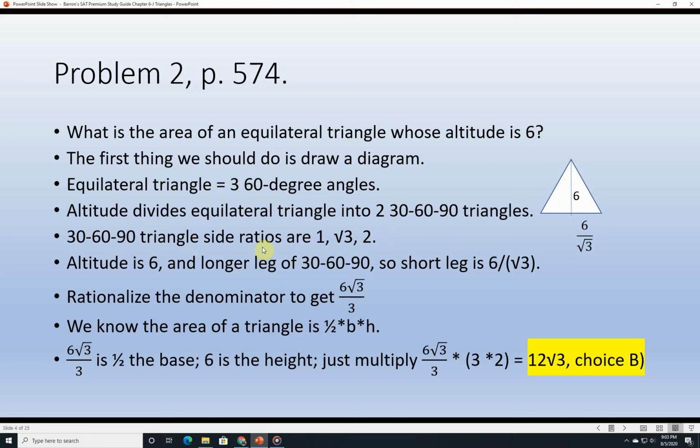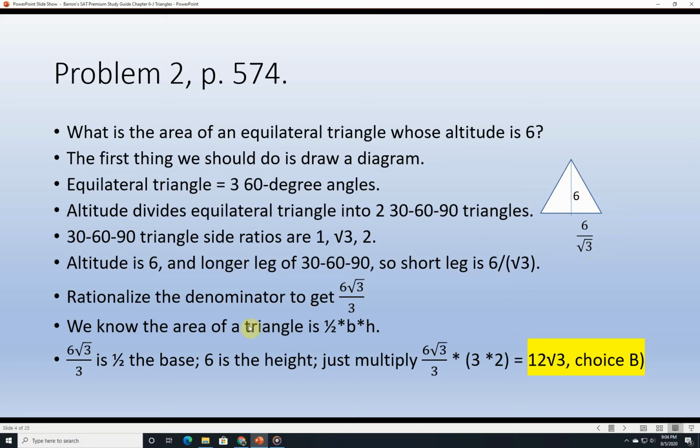So, the 30, 60, 90 triangle side ratios, which you really should know: this is 1, the short leg. The longer leg is going to be square root of 3, and the hypotenuse is 2. So since this altitude is 6, then we know that this short leg here, which is half the base, is going to be 6 divided by square root of 3. So we can rationalize the denominator, which just means you multiply by root 3 divided by root 3, and you get 6 root 3 divided by root 3 squared, which is of course 3.